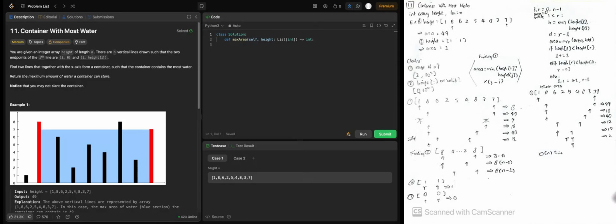Here we see that we try to get the widest and tallest one. In here it's pretty obvious that 8 and 7 are two of the tallest ones here. So if we take the first 8 and the last 7, then we would have 8 times 7, which is 56.